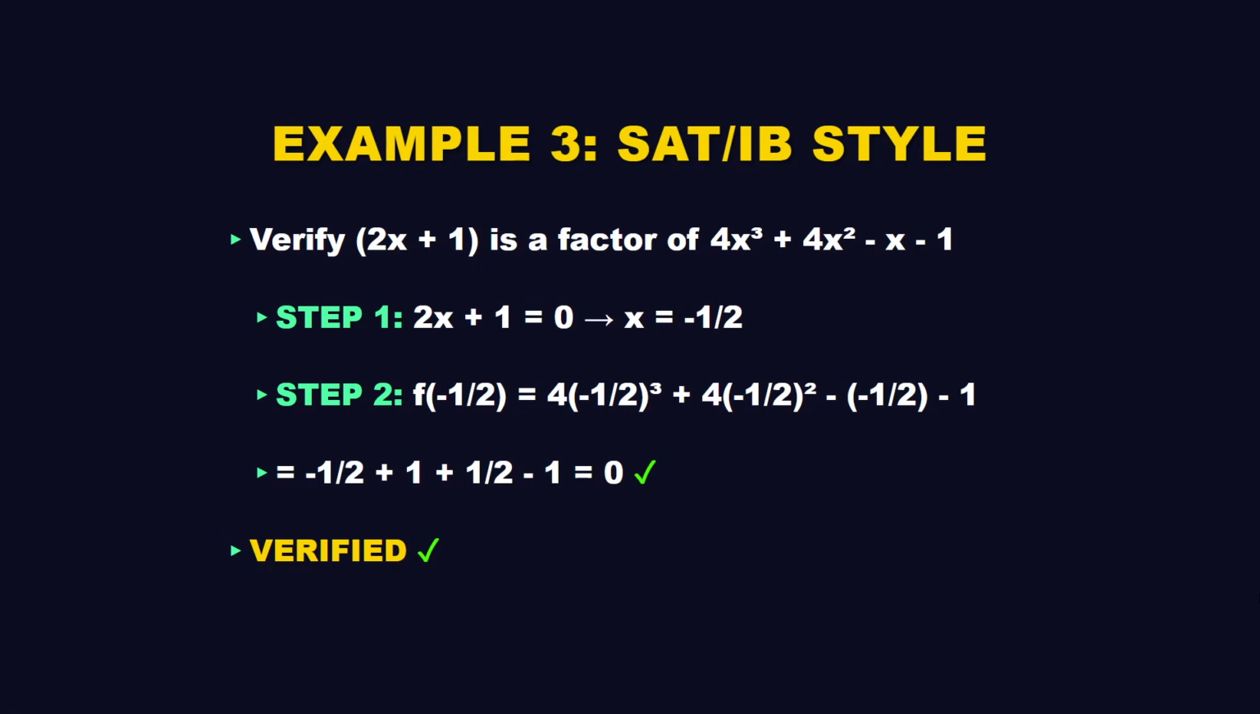Now because f of a is 0, because the remainder f of a is 0, I can say that x minus a is a factor. In this case I can say that 2x plus 1 is a factor of the given polynomial 4x cube plus 4x square minus x minus 1.